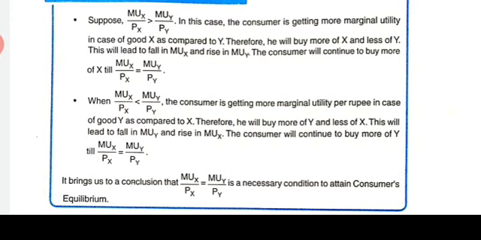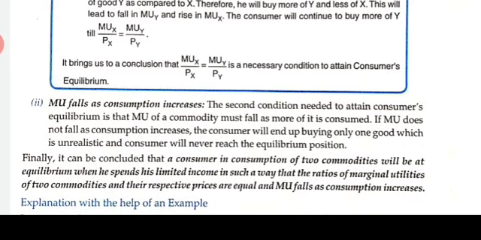The consumer will continue to buy more of Y and the MUY will fall till MUX by PX equals MUY by PY is restored. So it brings us to the conclusion that MUX by PX equals MUY by PY is a necessary condition to attain consumer equilibrium. According to the law of equimarginal utility, a consumer consuming two commodities should be in equilibrium where the ratio of the marginal utilities, MUX and MUY, and their prices, PX and PY, are equal, and the MU falls as consumption increases.